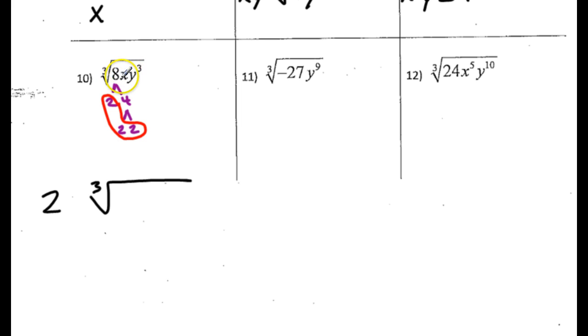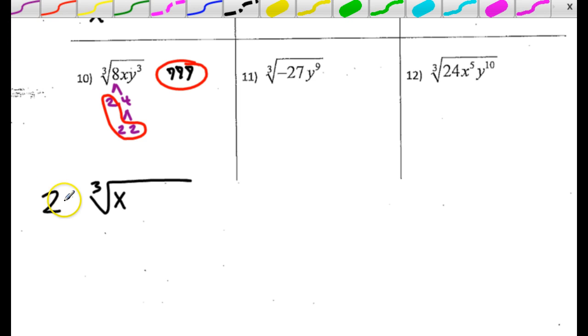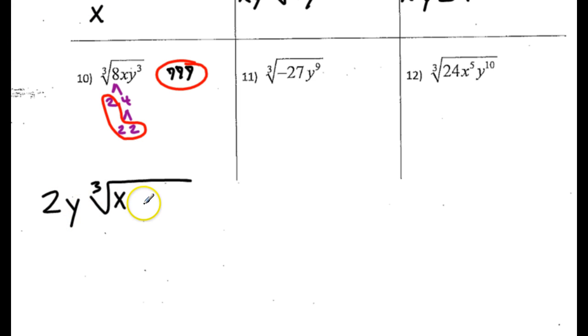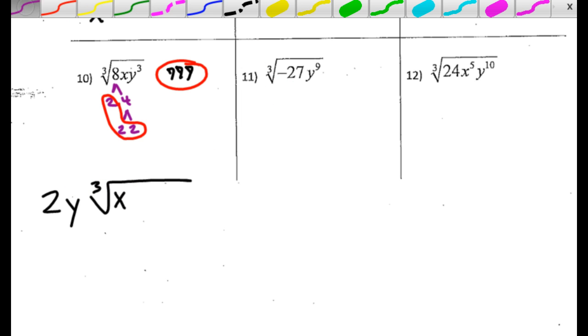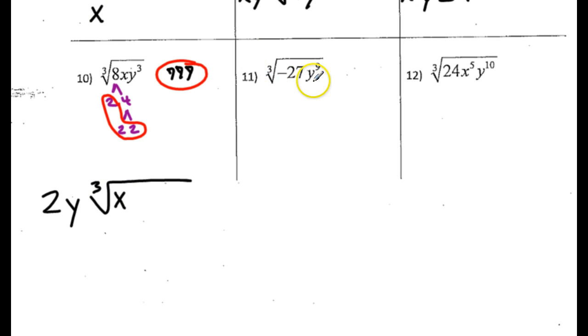Now the x, that's 1x. If I only have 1x, I can't make a group of 3. So nothing happens to the x. That stays inside. Alright, now let's look at the y. Y cubed is y, y, y, or 3 y's. I can make one group of 3. So that means the y comes out for one group. Nothing stays in. That's my answer. Okay? Alright, number 11. We have cube root of negative 27 y to the 9th.